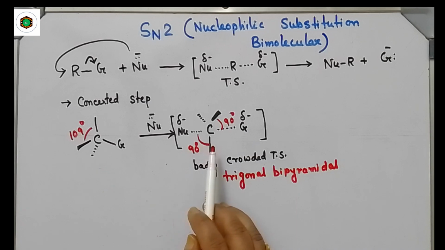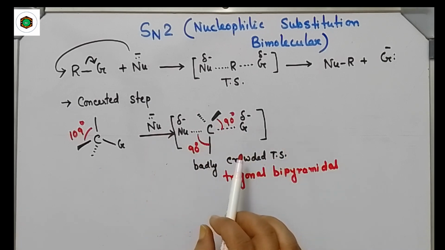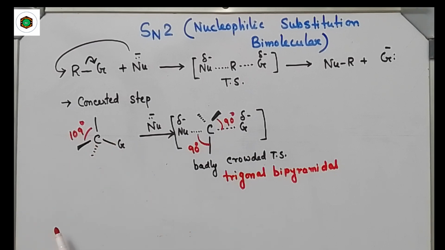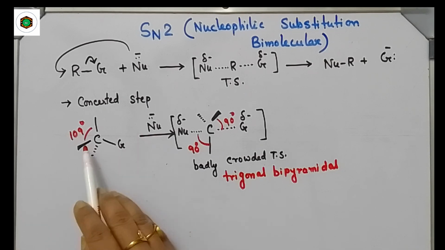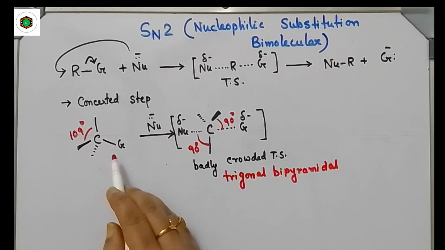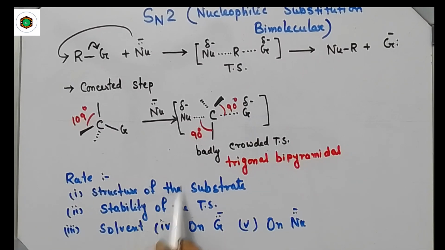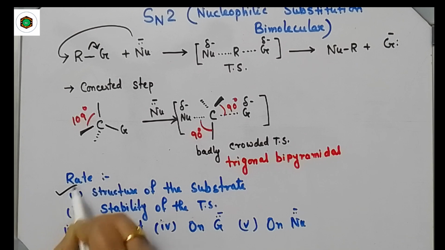Since the reaction takes place via a crowded transition state, the availability of space for attack on this carbon by the incoming nucleophile decreases with increasing steric crowding or steric hindrance in the substrate. So the rate of the reaction decreases. The rate of SN2 reaction depends on the structure of the substrate, stability of the transition state, solvent, incoming nucleophile and leaving nucleophile. Incoming nucleophile means attacking nucleophile. In this video we will discuss some questions related to these.